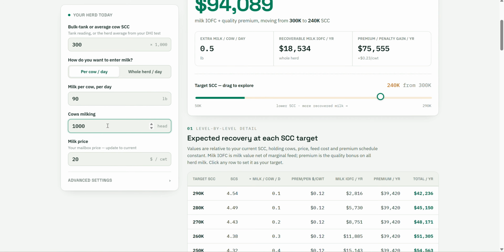The last entry is milk price in dollars per hundredweight. This should be your mailbox price, updated to current. The default is $20. Every field updates the results immediately. There is no calculate button.